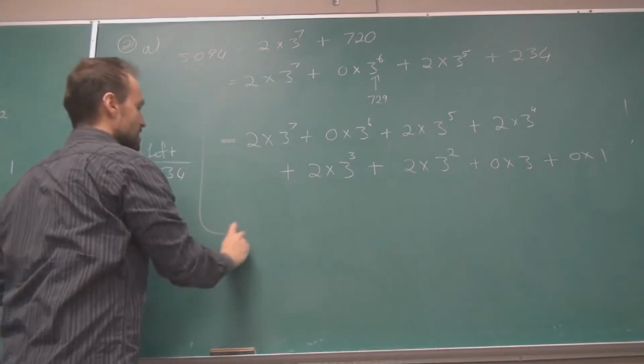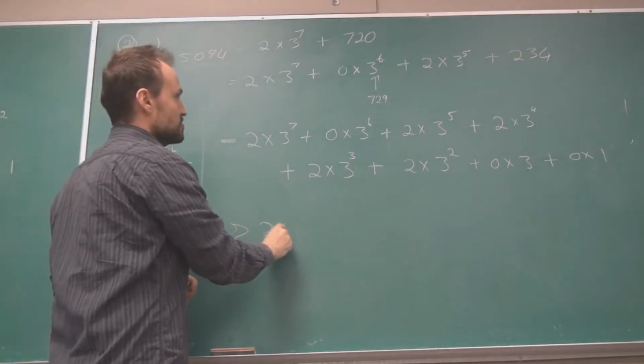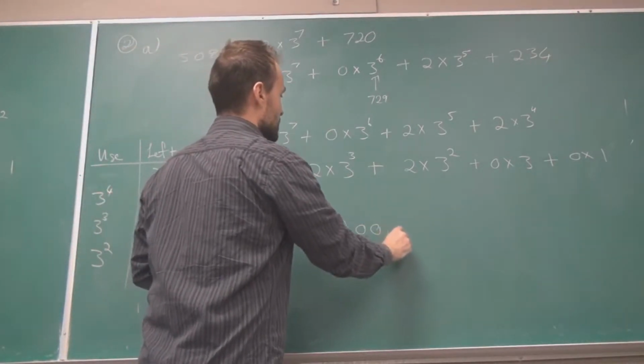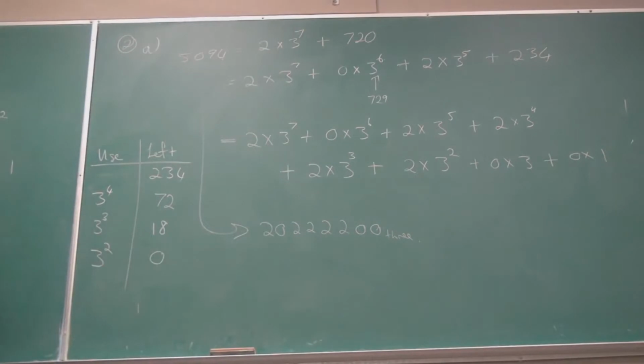So this number, base 3, is 20222200, base 3. And it's so long because base 3 doesn't give me a lot of options for every place. I have little groups, small number every time. So the representation gets really long.